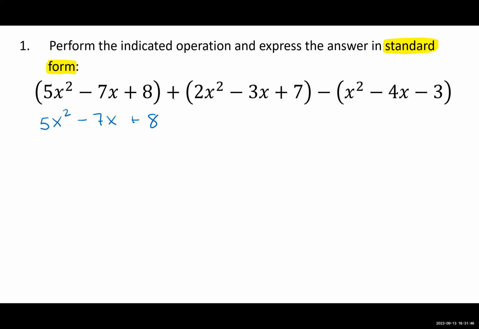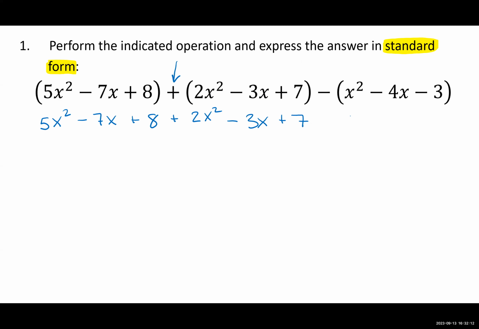And then we're adding, so this plus sign here affects everything in the next parenthesis. So plus a 2x squared, and then plus a minus 3x, so that'll be minus 3x, and then plus the plus 7, so that's a plus 7.